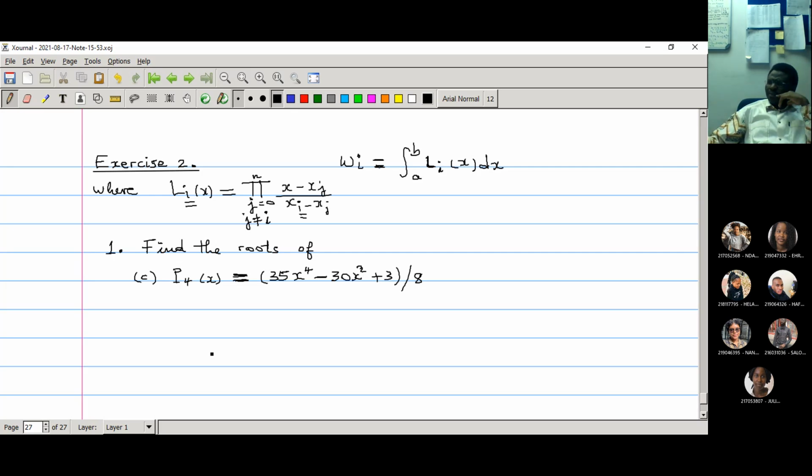Okay, so I'm giving you 5 minutes to solve this analytically, because you can solve this analytically and get all the 4 roots. And I also want you to explain to me the technique that you use to solve it.